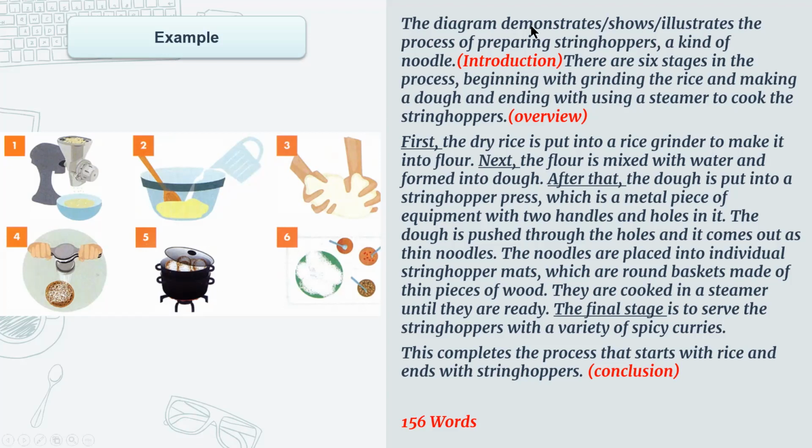There are 6 stages in the process, beginning with grinding the rice and making a dough, and ending with using a steamer to cook the string hoppers. This is an overview. It summarizes the whole thing.